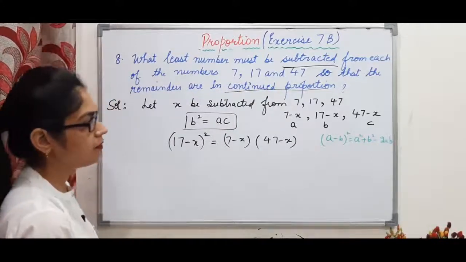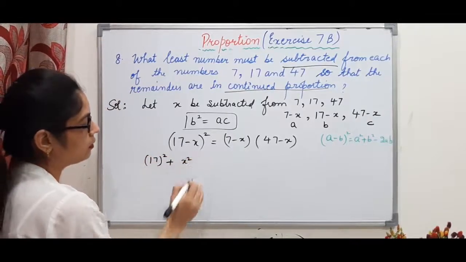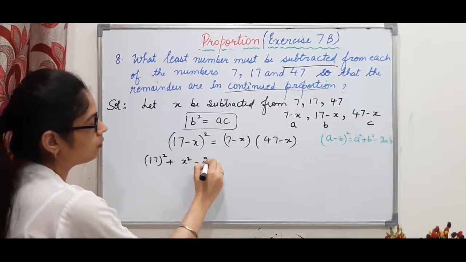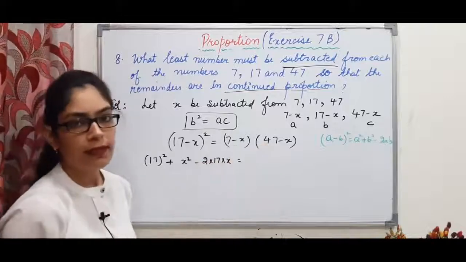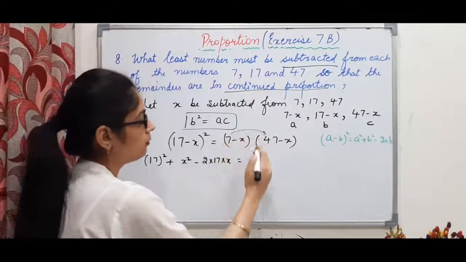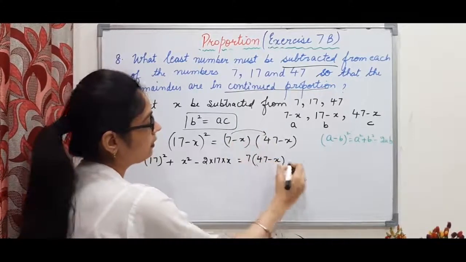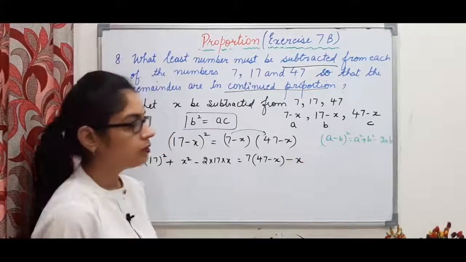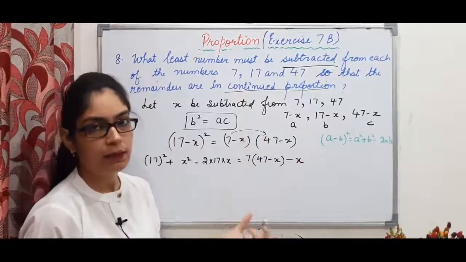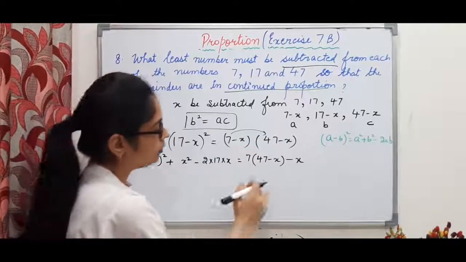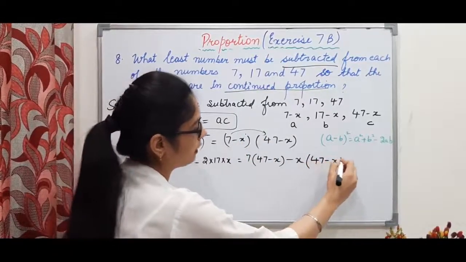So A is 17, so 17 square plus B square, B is x, so plus x square minus 2 into A into B. It is equal to, these two brackets are together, so that means first term of first bracket I will write first, the entire second bracket, then I will write the second term along with the sign. See, if you can write these terms directly before writing this step, you can do that also, but this way we will not make any mistake if we do it this way. So minus x into 47 minus x.